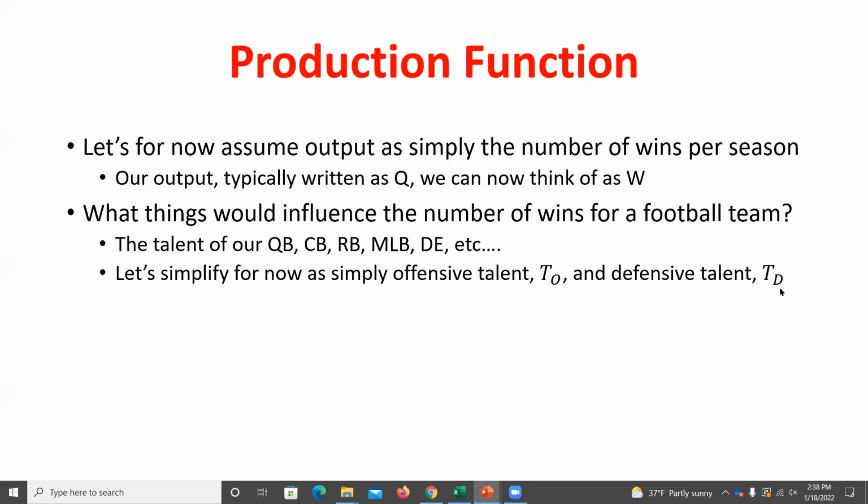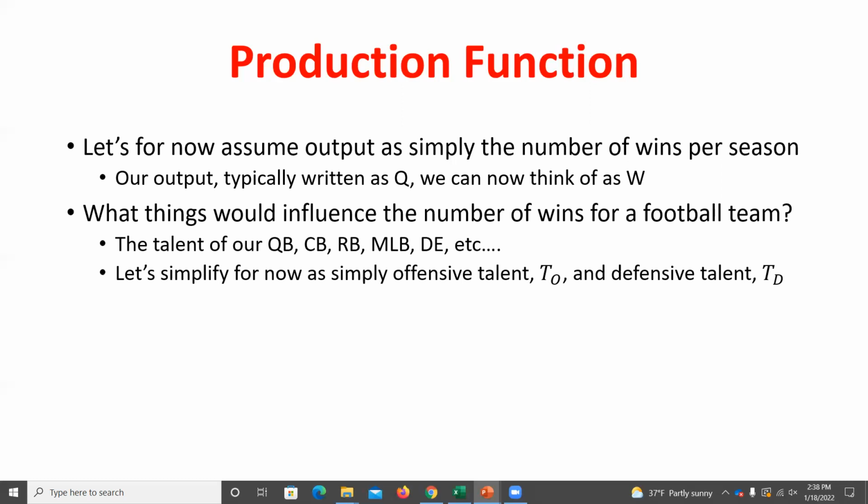But if I really want to be more precise, I would actually break this down by every single position, right? The talent that I have at quarterback, the talent I have at running back, the talent I have at offensive guard, the talent I have at kicker. I mean, I'll go through the list. What are some other talents I could actually add in there? Not just my players, but maybe coaches get in there, right? So there's going to be a lot of different factors that my wins are going to be a function of. So I come up with a production function for the number of wins by thinking about all the different inputs that I have.